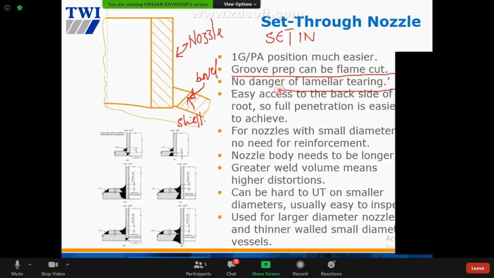No danger of lamella tearing. That's a good thing about set through. It says no problem with lamella tearing. So what is lamella tearing? We will discuss it in detail in the topic weldability later, maybe on the 3rd day or 4th day. Okay?